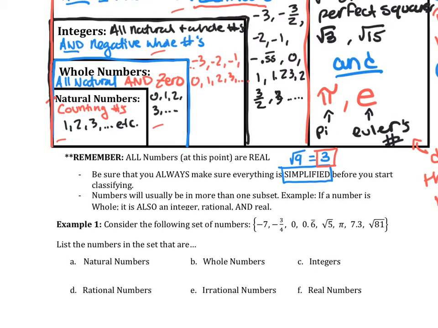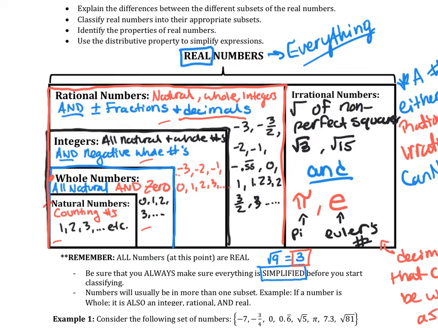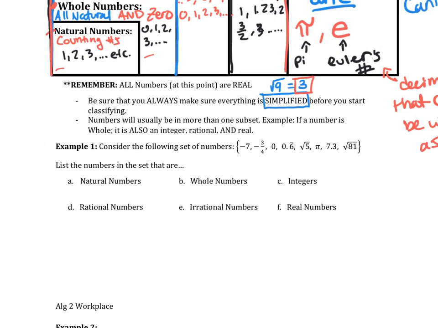And like we just saw with 3, numbers will usually be in more than one subset. So for example, if a number is whole, you just start wherever the first group is, where it first appears, and then it's everything above it. So if it's whole, it's integer, rational, and everything is real. Okay, so let's do an example.